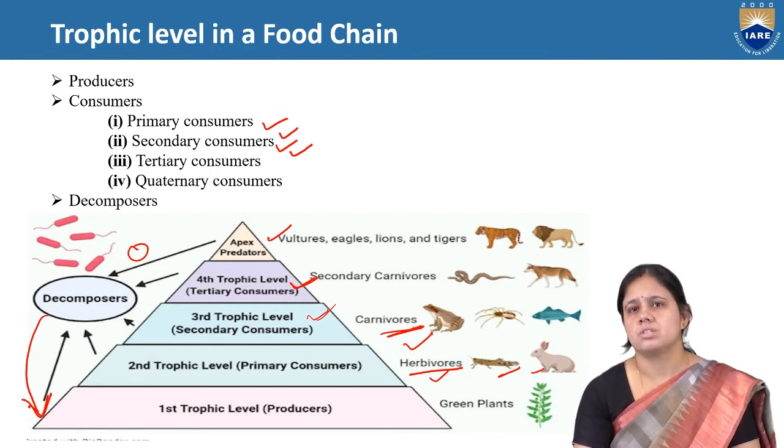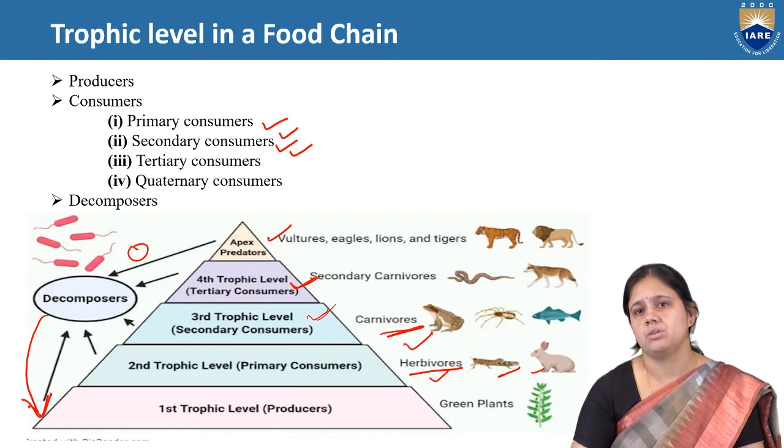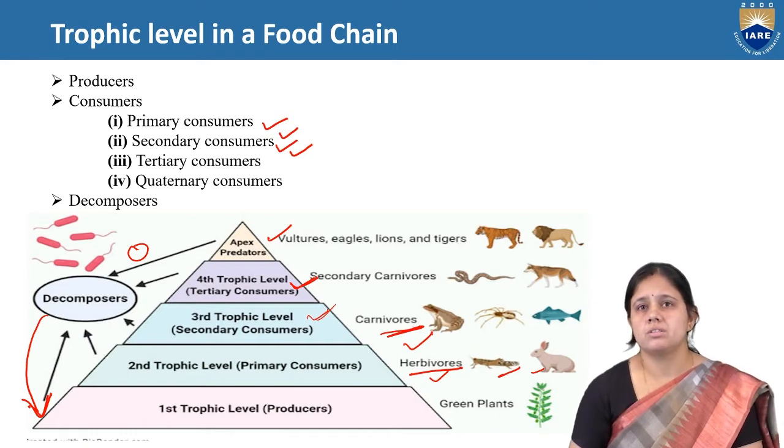And then decomposers. Decomposers will decompose the decaying material, and they will free up space in the ecosystem also. And they will provide it again to the ecosystem. This is the main thing about trophic levels.